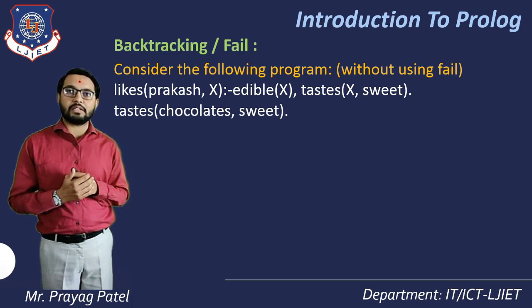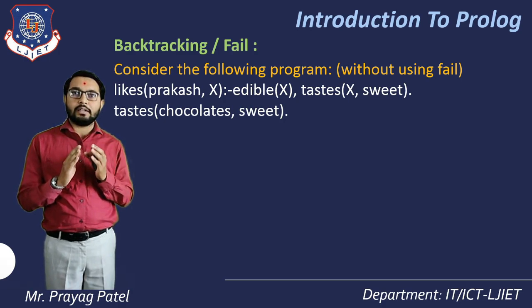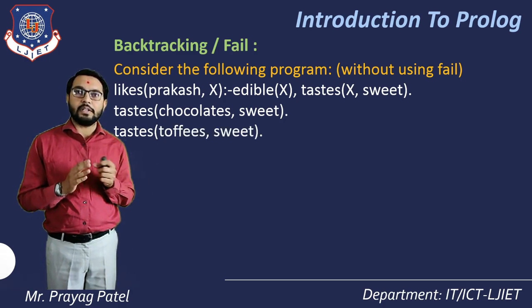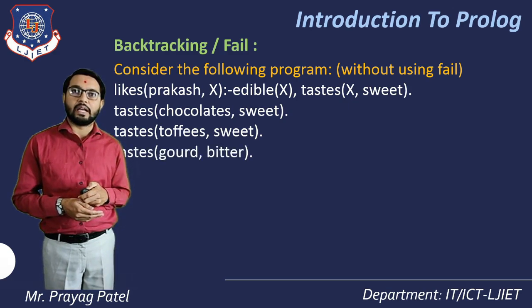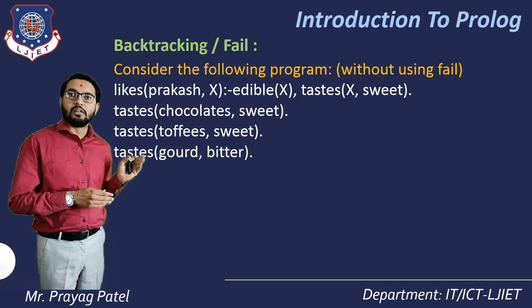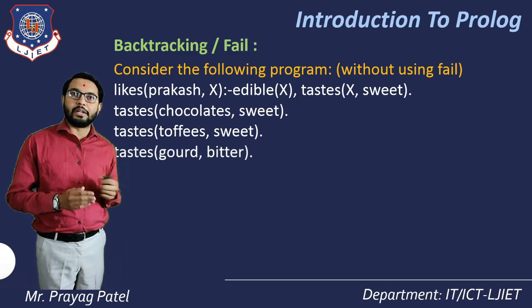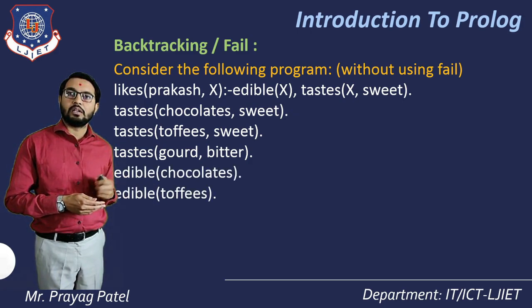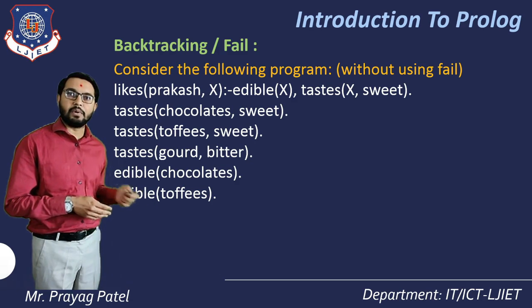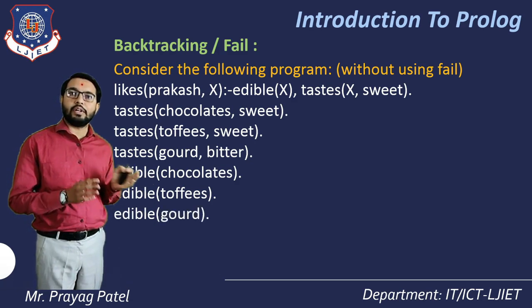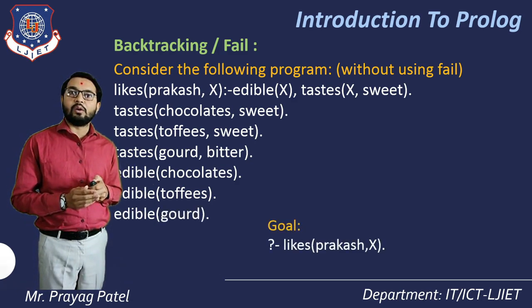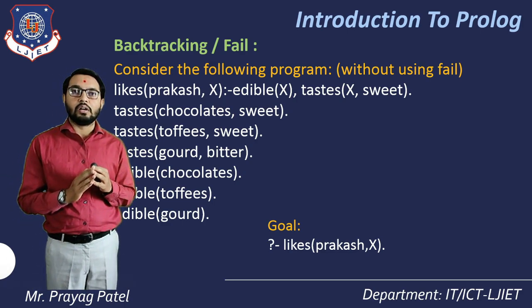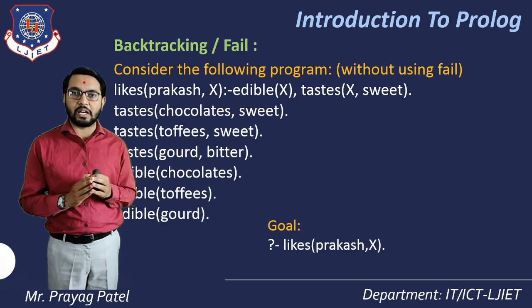Now the next statement is chocolates taste sweet. Next statement, toffees taste sweet. Next statement, God taste bitter. Next, chocolates is edible. Next, toffees is edible. Next, God is edible. Now our next question is, what is our goal? What is the resultant state?